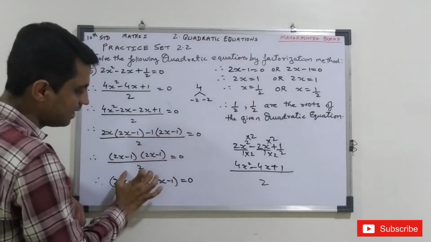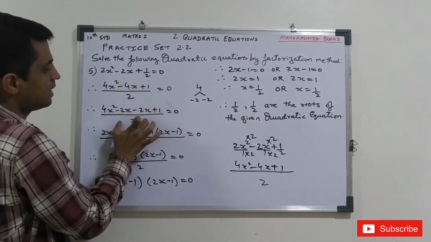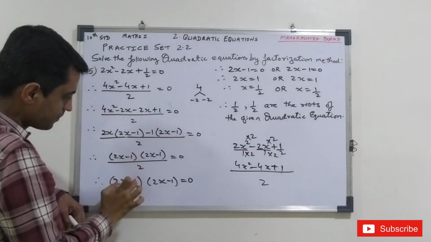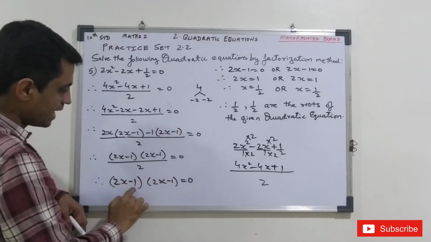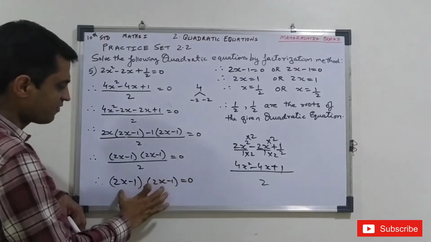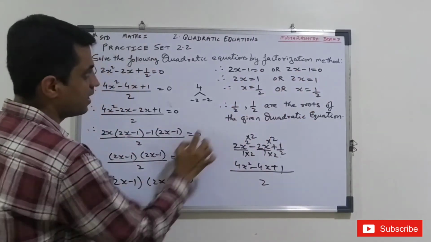But I did it at the last. You can do it after this step also. Or yes, after this step you can do. No problem. So now what do you get? 2 into 0, 0, cross multiply. So 2x minus 1 and 2x minus 1 is equal to 0. After this, same method, compare with 0. So both we compare with 0.